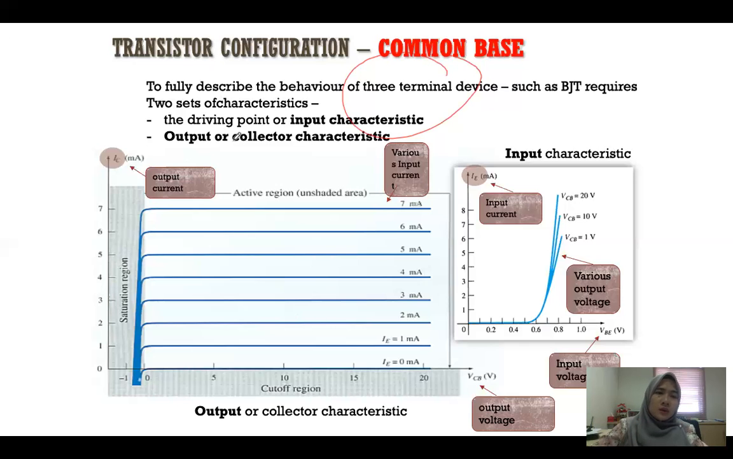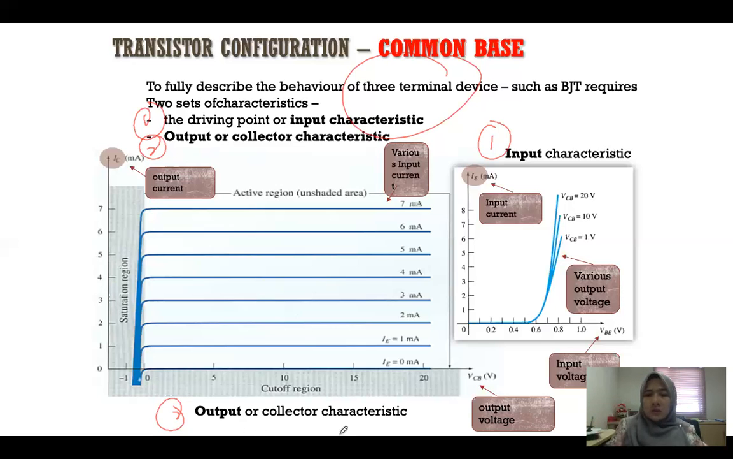So the first one is the driving point or the input characteristic. So this is what we call the input characteristic. And the second one is the output or collector characteristic. So this is the output or collector characteristic. So you need to have two graphs.